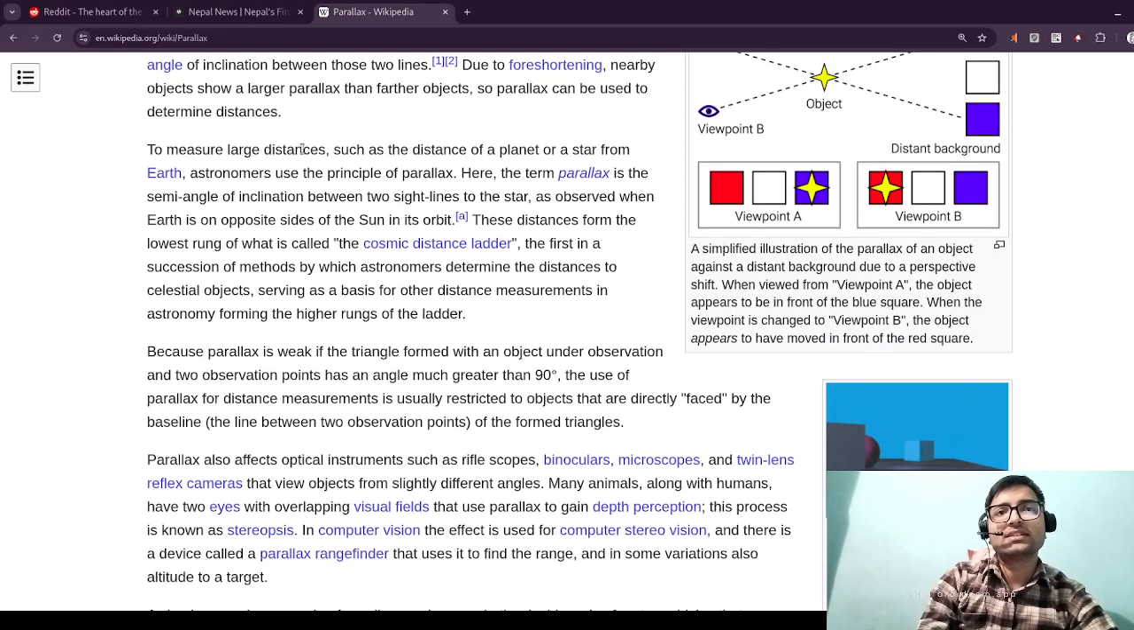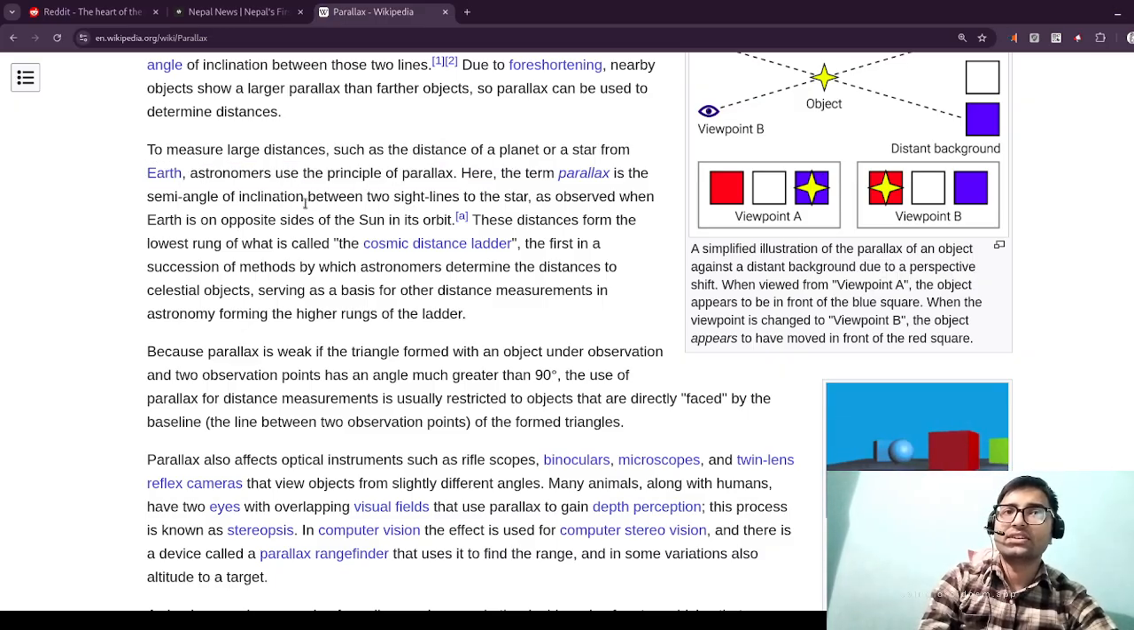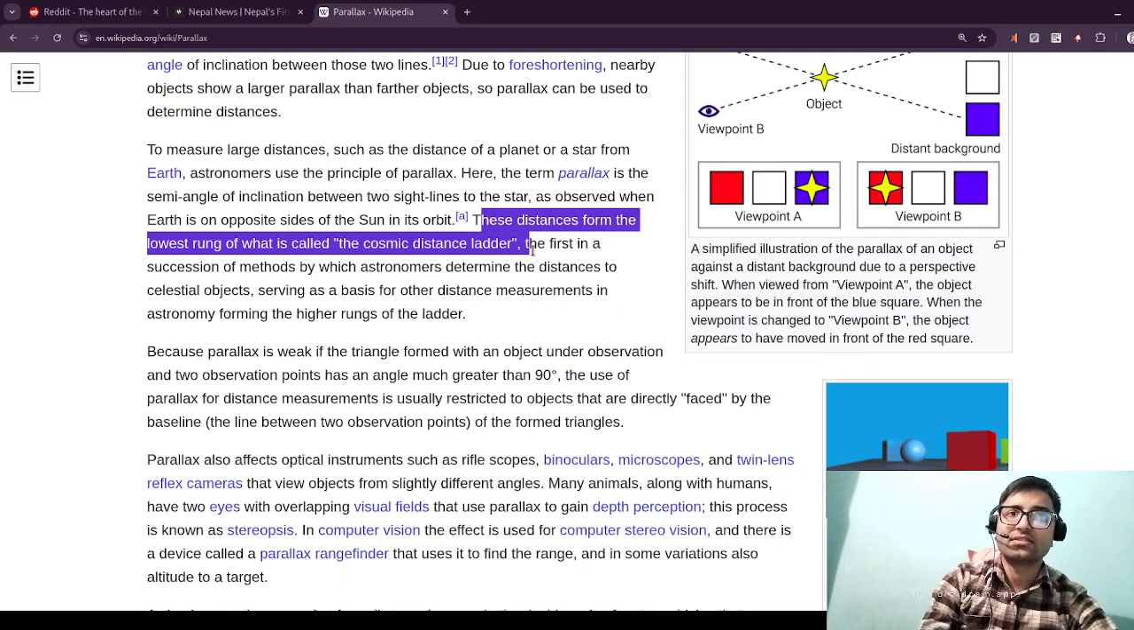To measure large distances, such as the distance of a planet or a star from the Earth, astronomers use the principle of parallax. Here, the term parallax is the semi-angle of inclination between the two lines of sight to the star, as observed when the Earth is on opposite sides of the Sun in its orbit. These distances form the lowest rung of what is called the cosmic distance ladder, the first in a succession of methods by which astronomers determine the distance to celestial objects, serving as the basis for other distance measurements in astronomy, forming the higher rungs of the ladder.